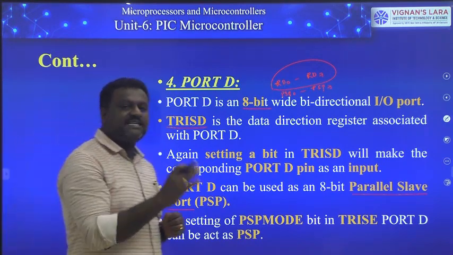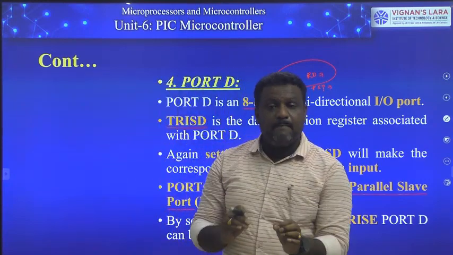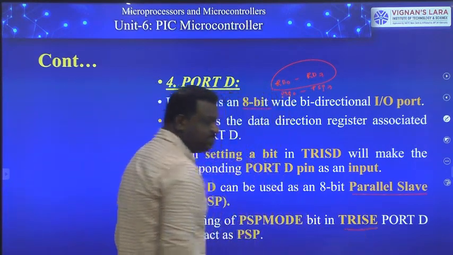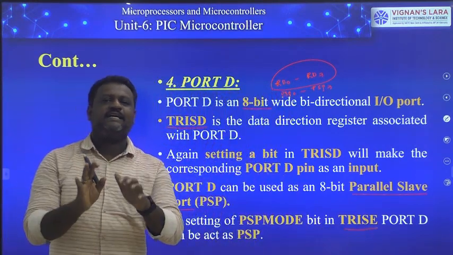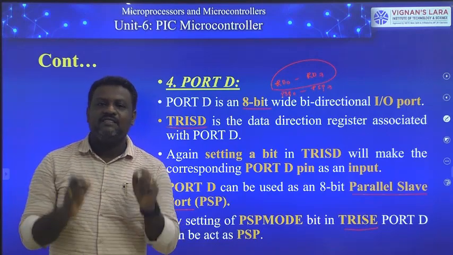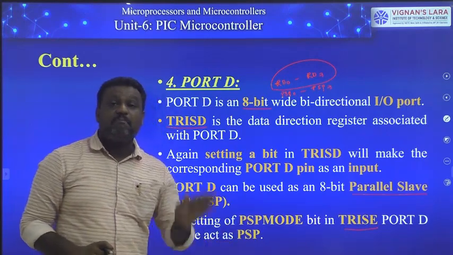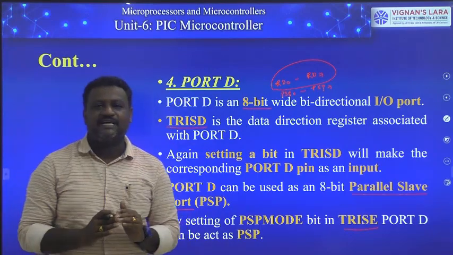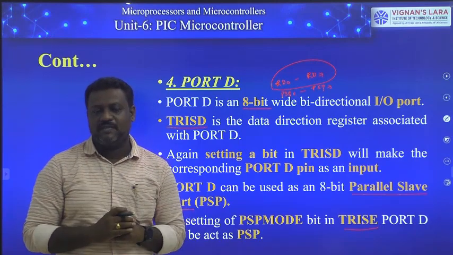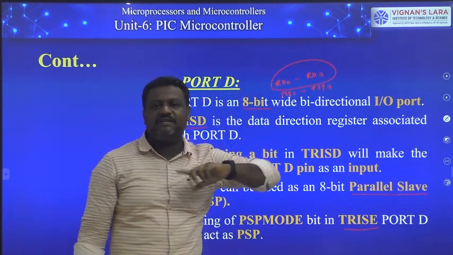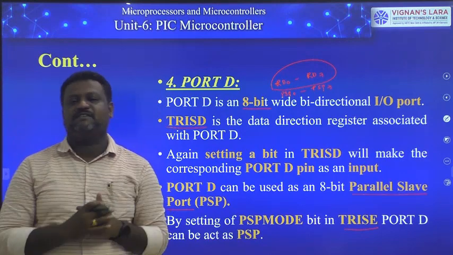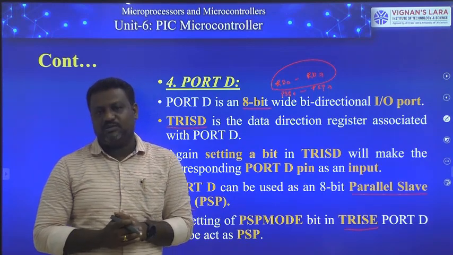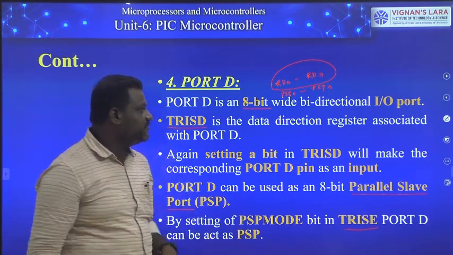And this port D acts as a PSP only when the PSP mode bit is set in TRISE. TRISE is the data direction register of port E. In that we have a bit, the PSP mode bit. By making that bit equal to 1, then and only then does port D act as the parallel slave port, PSP. At that time RD0 to RD7 act as PSP0 to PSP7 signals. Otherwise, it is simply used as an I/O port for the connection of I/O devices. You have to remember that, friends.